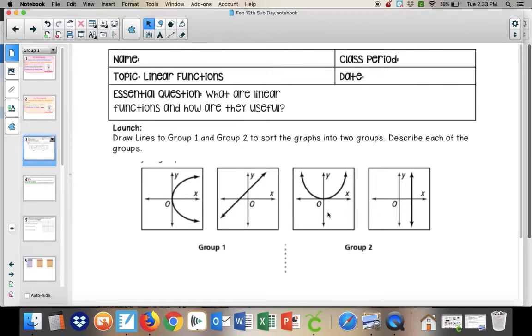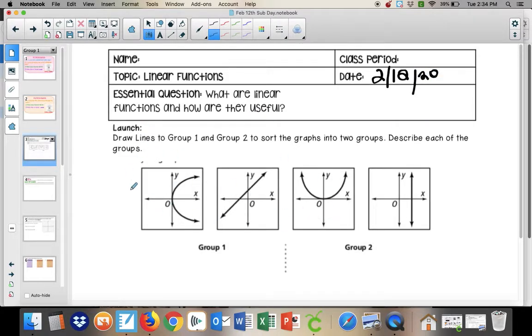So we are going to take what we learned the last 2 days with functions and we are going to put them into a new lesson and discuss what the linear piece of it is. Today's date is the 12th, so you can label that 12/20.